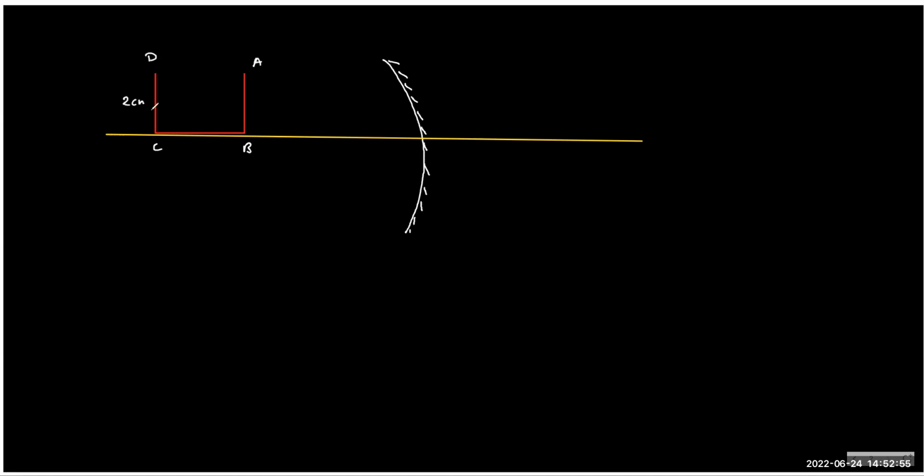This is 2 centimeter, this is 5 centimeter, and this is 15 centimeter. Okay, and the radius of curvature is given as 20 centimeter, which means the focal length is how much for paraxial approximation? If you remember, R by 2. So 10 centimeter.